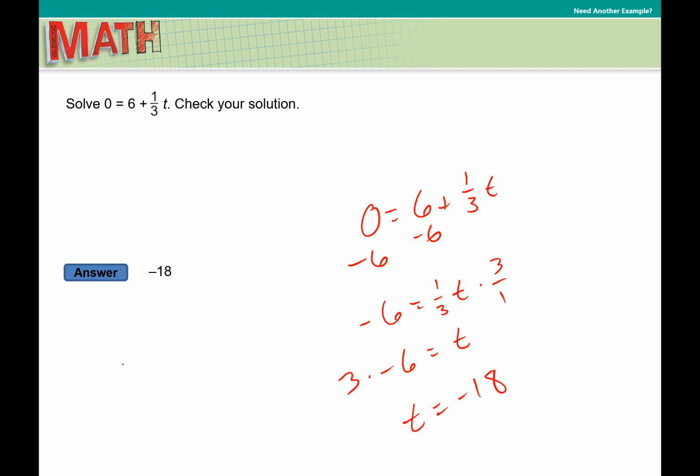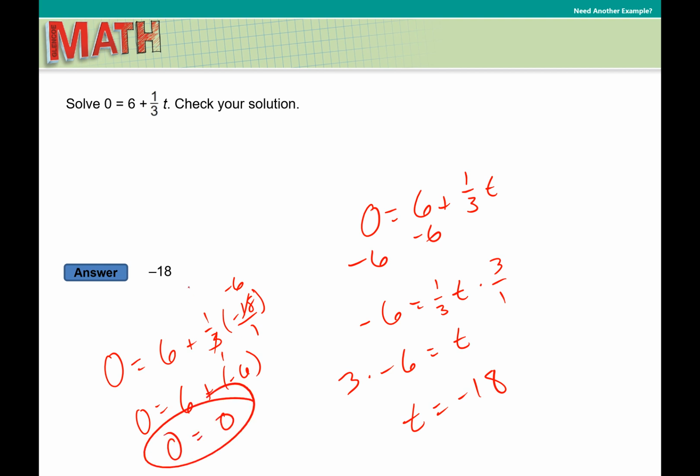Plug that back into the original equation. 0 equals 6 plus 1/3 times negative 18. Put that over 1. We can simplify that down to negative 6. 0 equals 6 plus negative 6. 6 plus negative 6 equals 0. That equals 0. That is true, which means this is the correct answer.